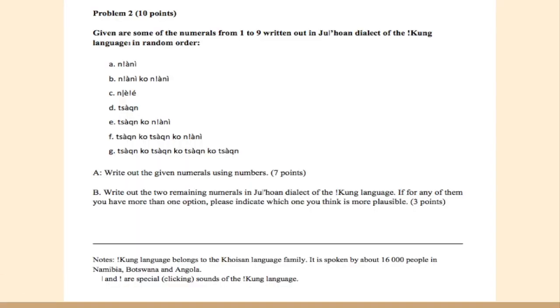We'll be working through a linguistics Olympiad problem today, but this time incorporating some maths. So what does this question shown here ask us to do? They gave us some numbers from 1 to 9 written out in this specific language in random order. We were asked to write out the given numerals using numbers and to write out the remaining two numerals in this dialect. I will talk through the question and provide the answers here today. However, it is best for you to work through it yourself first and then listen to my explanations.